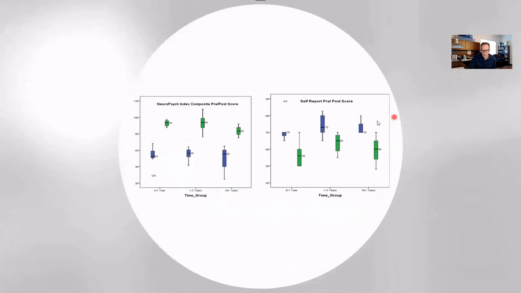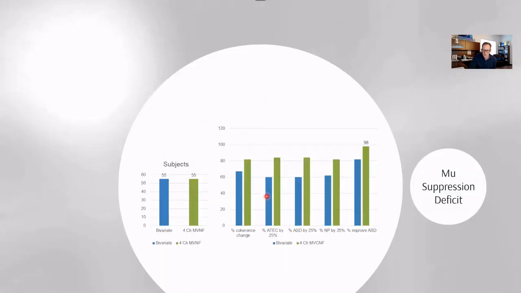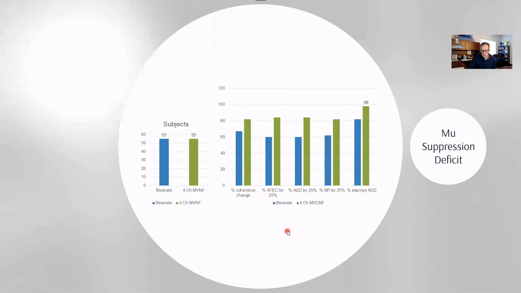In traumatic brain injury, we've seen neuropsychological deficits improve in multiple domains to almost normal levels, and we've seen symptoms reduce to almost normal levels, no matter how long it's been since the traumatic brain injury. In a study of autism, we've seen outcomes improve from about 81% of the sample improving with 2-channel coherence training to 98% with 4-channel coherence training. And we see a greater number of people changing their coherence values and reducing their symptoms by a greater amount.